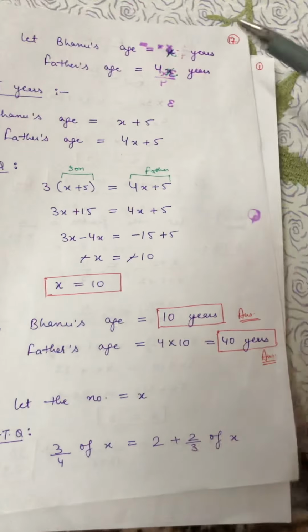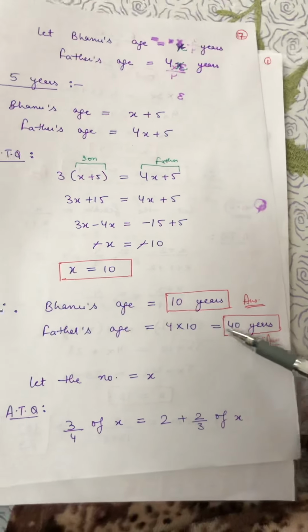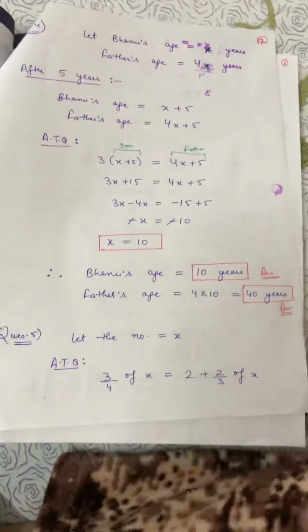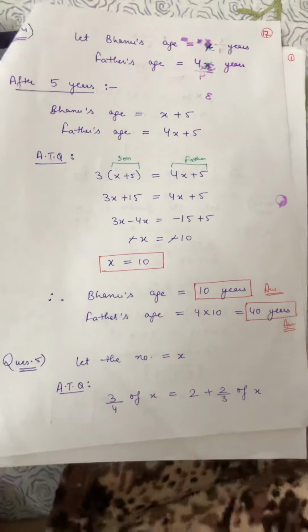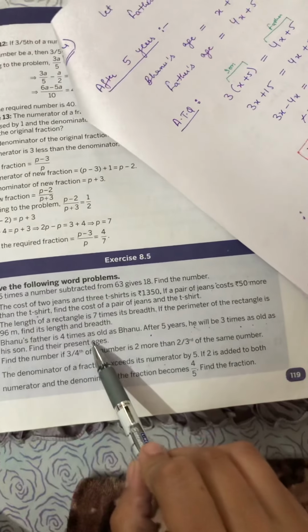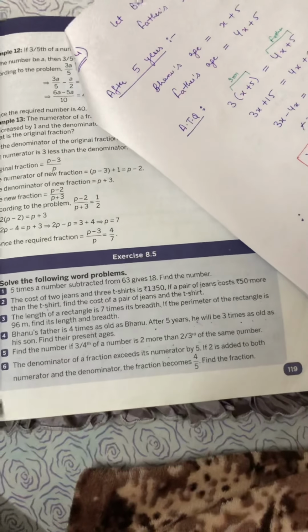So Bhanu's age is X, that is 10 years, and father's age is 4x, that is 40 years. This is the present age. Got it? Now the fifth question is: find the number if 3/4 of a number is 2 more than 2/3 of the same number.